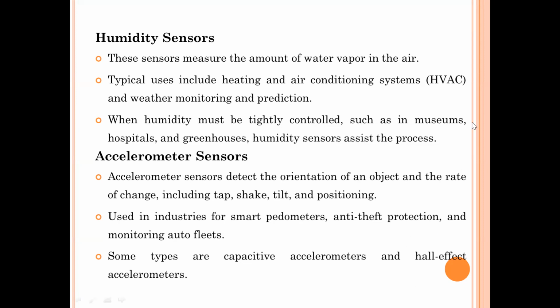So these are a few of the frequently used sensors. There are a lot of other sensors as well. In this video lecture, I thought of covering the classifications and some of the major sensors which are being used.